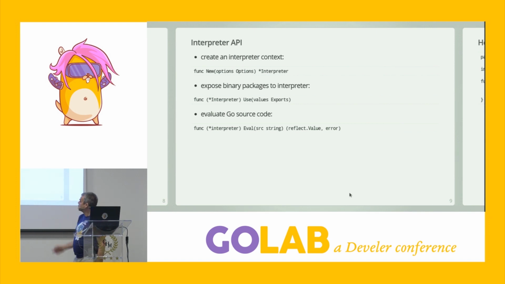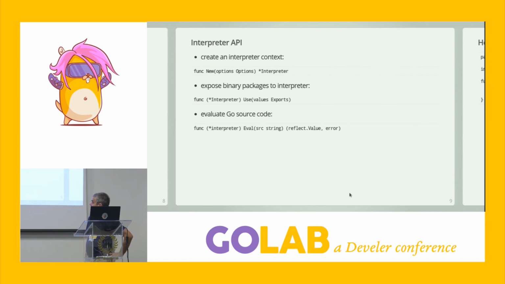When you run Eval, it returns a single reflect value. Even if you have some functions that may return several values, we have decided that Eval just returns a single reflect value. So reflect is coming from the reflect package, which comes from the standard library, which provides and implements reflection.